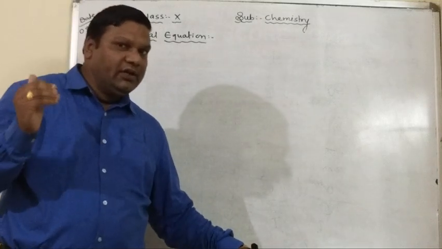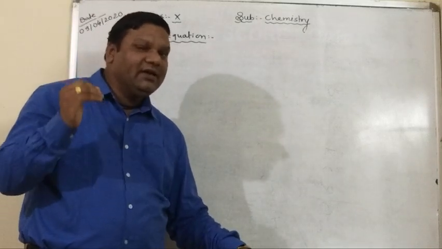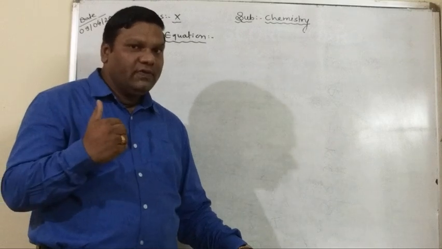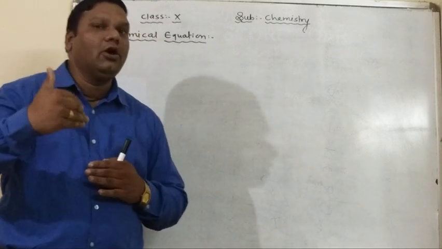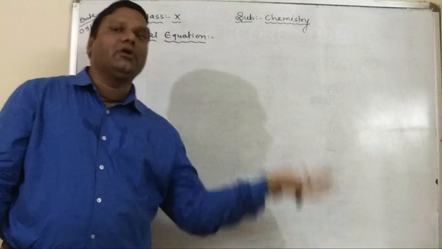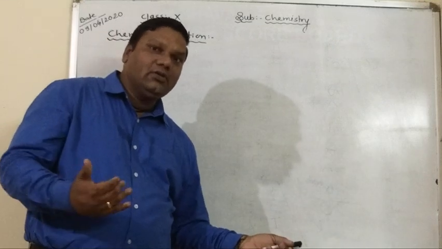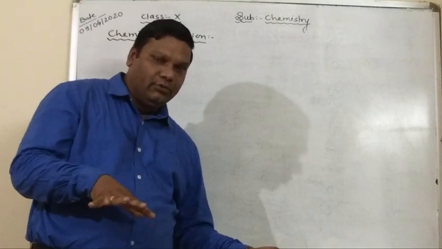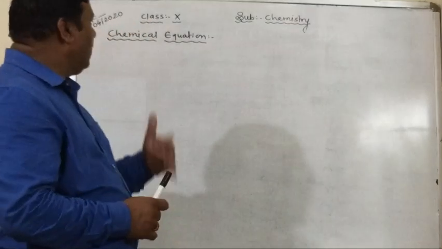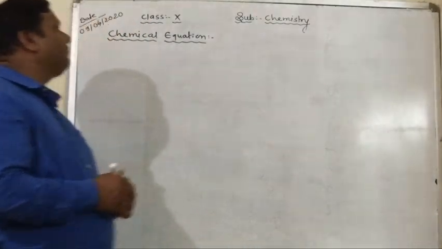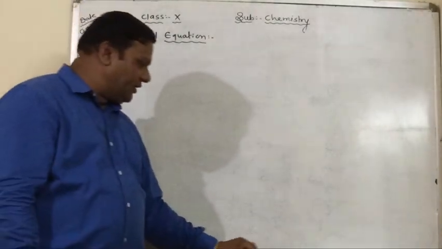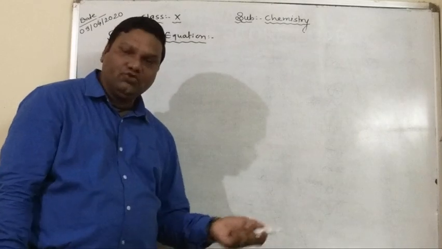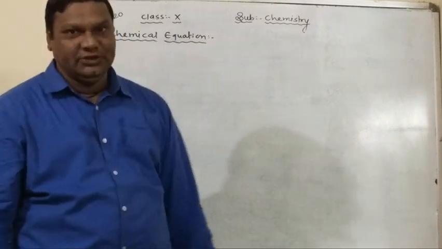So in exothermic reactions heat is evolved, so at that time we write the heat on the product side, and in endothermic reactions heat is absorbed. Okay, so today we will discuss the next part, that is chemical equation. So what do you mean by chemical equations?